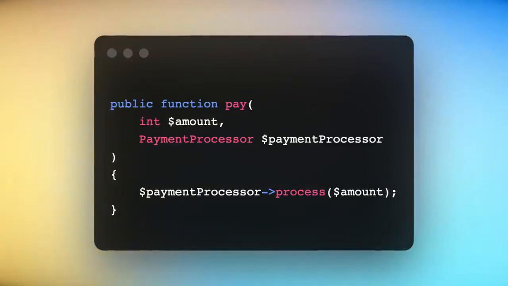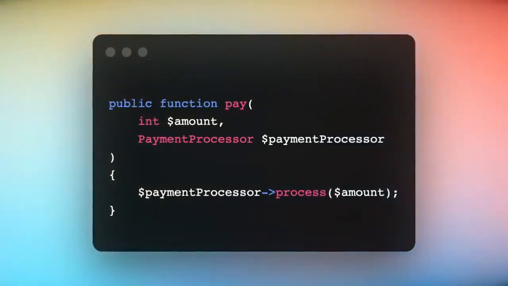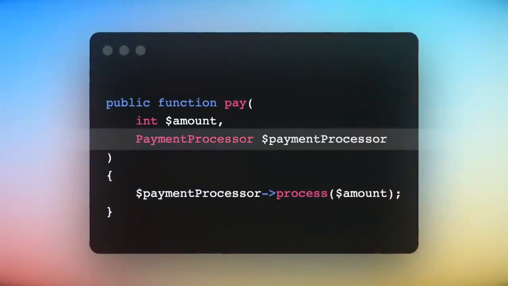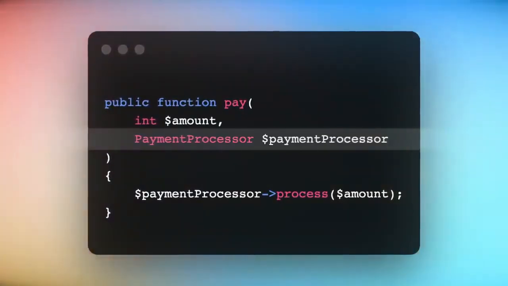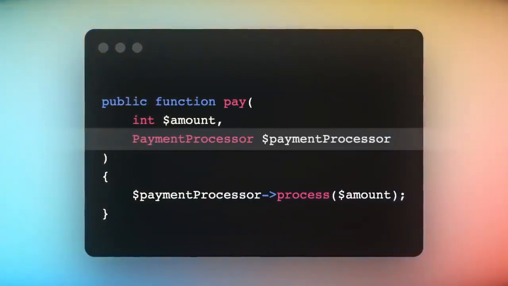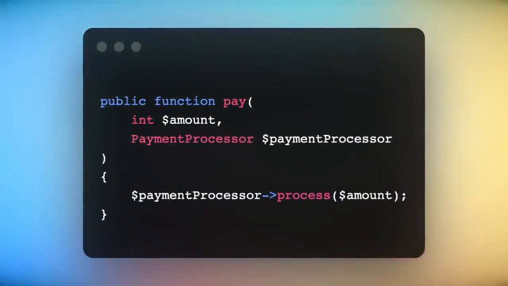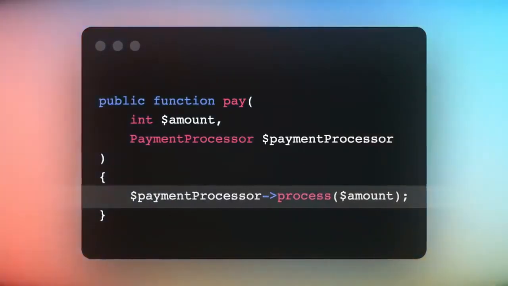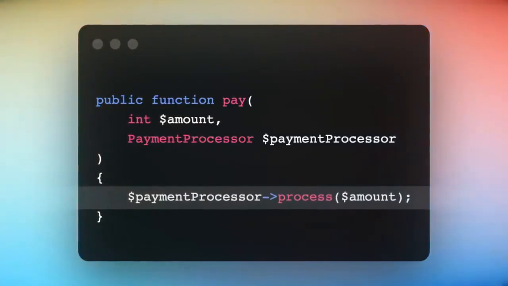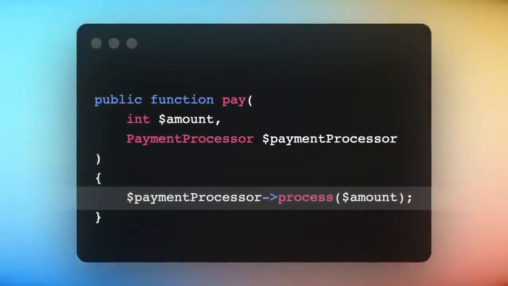Take a look at this pay method. It expects an integer amount as the first parameter and a value of type payment processor as the second parameter. This function will accept any object that implements the payment processor interface. And inside the function body, we can call the process method because we are sure that the value provided will have this method implemented.